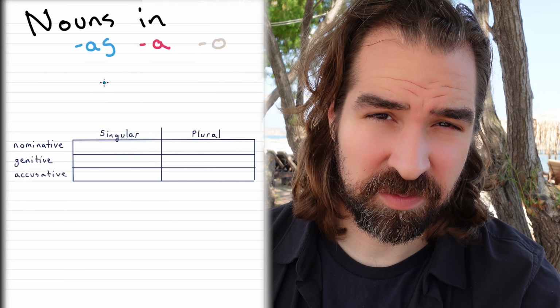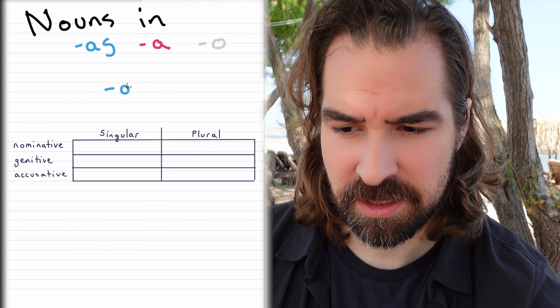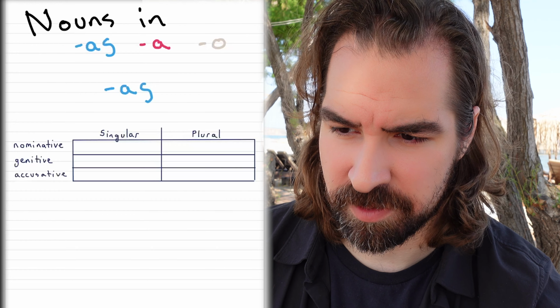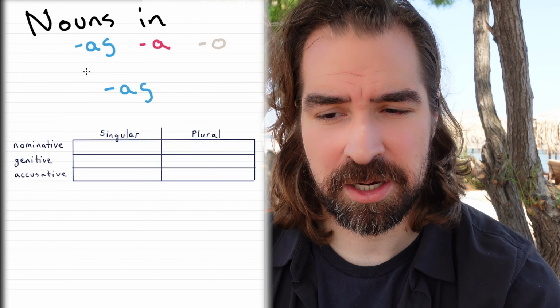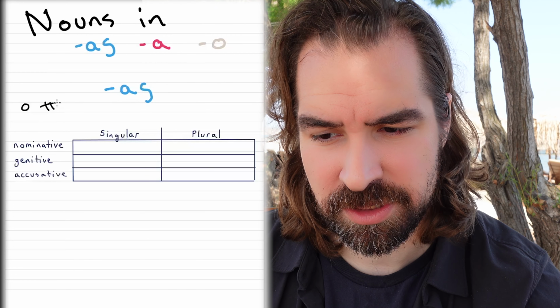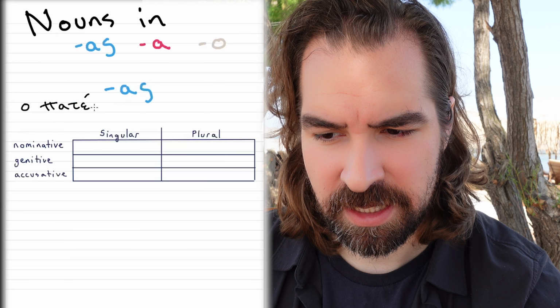Grammar on the Beach. Today we're going to talk about nouns in -as, masculine, -a, feminine, and -o, neuter. In Greek, there's a good number of masculine nouns that end in -as, alpha sigma. One very common such noun is the word ο πατέρας, which means father.